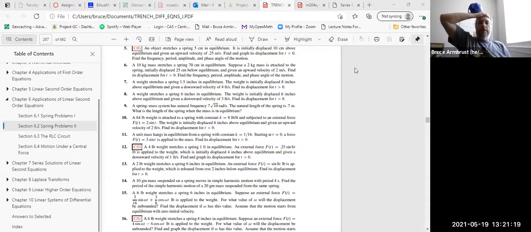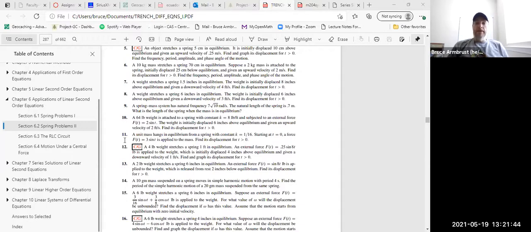All right, so number 11, which is just kind of right in the middle of this right here, it says a unit mass hangs in equilibrium from a spring with constant k equals 1/16. Starting at t equals 0, a force of 3 sine t is applied to the mass. Find its displacement for t greater than 0.